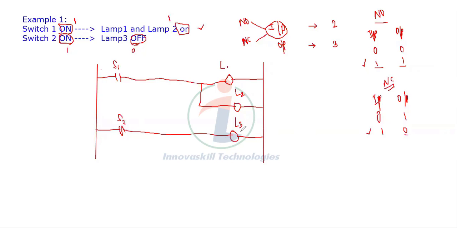We have a step-by-step procedure. First, we have to calculate the total number of inputs and outputs. After that, we have to decide whether to use NO or NC for satisfying the condition. According to that, we do the program. Next, we will see some more examples.